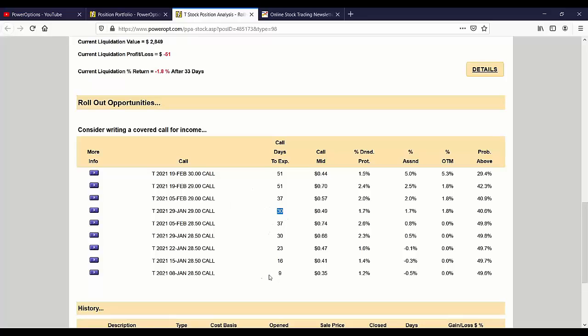But these are not direct recommendations or suggestions. It's giving you ideas. See, for my cost basis at $29, I'm not going to sell the January 28.50 call. My cost basis is $29. This only gives me 35 cents. So if the stock does go up above $28.50, I'm locking myself into a loss. Same with the 15th of January and the 22nd of January at this strike.